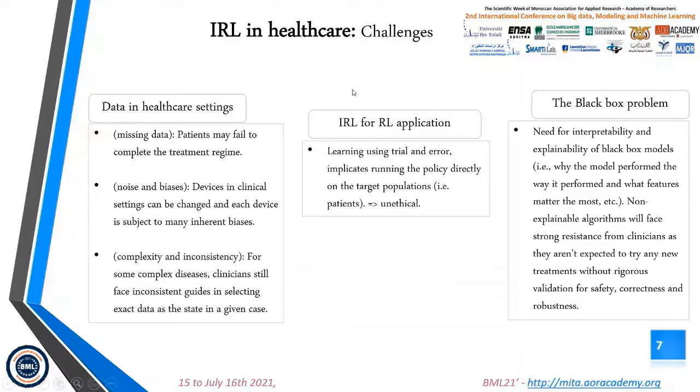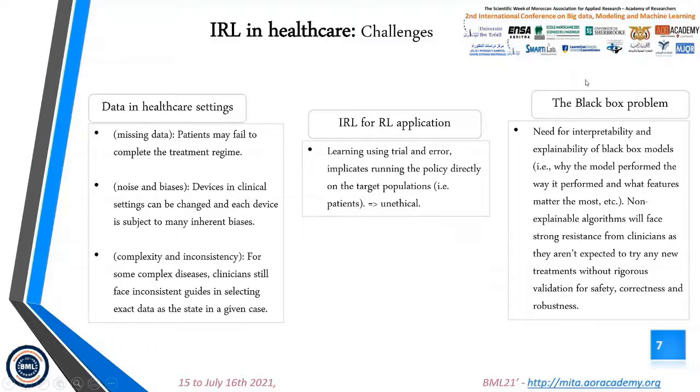The second category of challenges is using an inverse reinforcement learning algorithm for a reinforcement learning application. Reinforcement learning involves learning using trial and error, which implicates running the policy directly on the target population, that is the patient, which is just unethical.